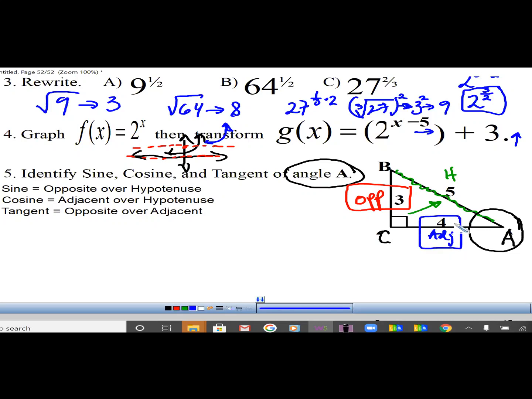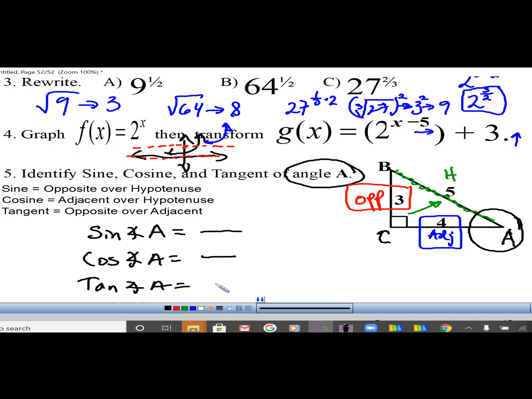Now that we have everything labeled, we're going to use these three basic trig functions, and I'm going to write them in shorthand. Shorthand reads like this: sine without the E, with an angle symbol of A. We need to make a fraction. Same thing for cosine without the E, shorthand angle A equals fraction. And tangent, shorthand tan, angle A, and I need a fraction.